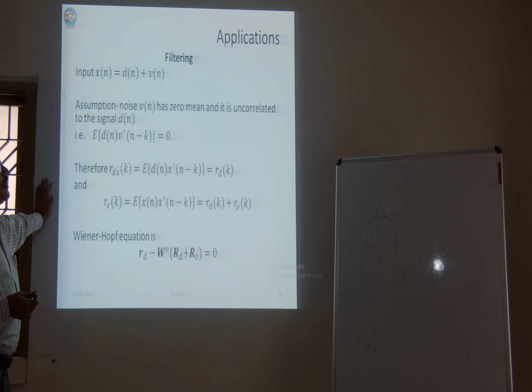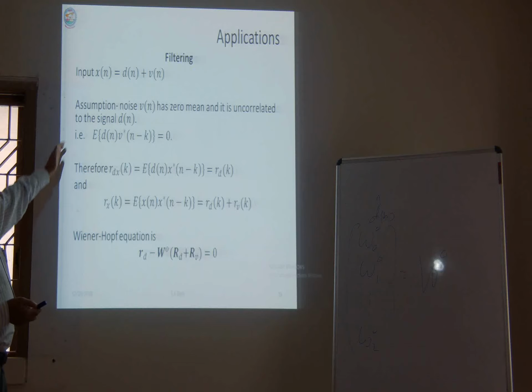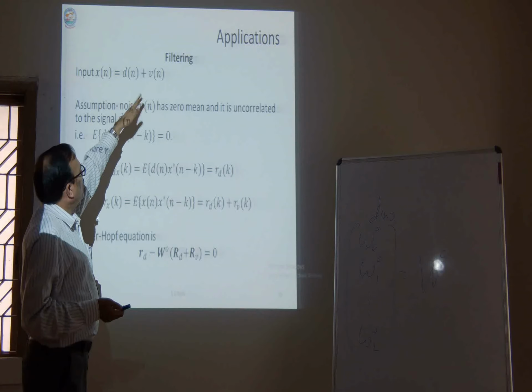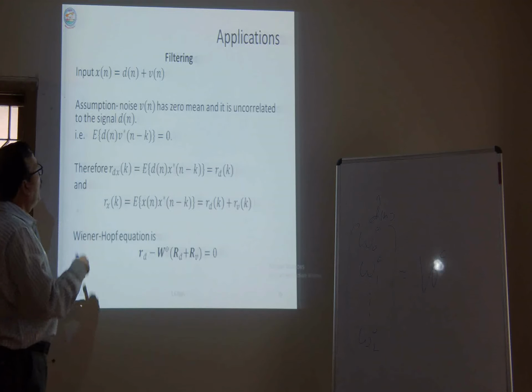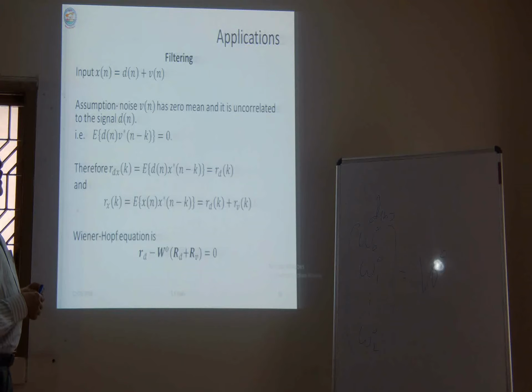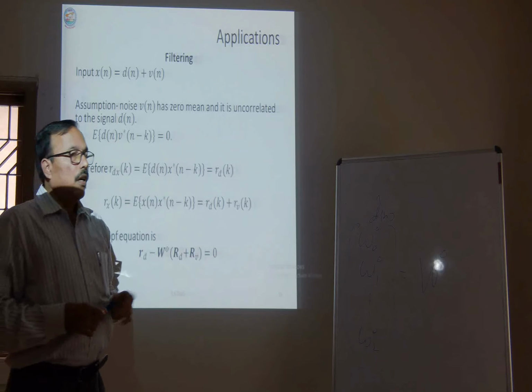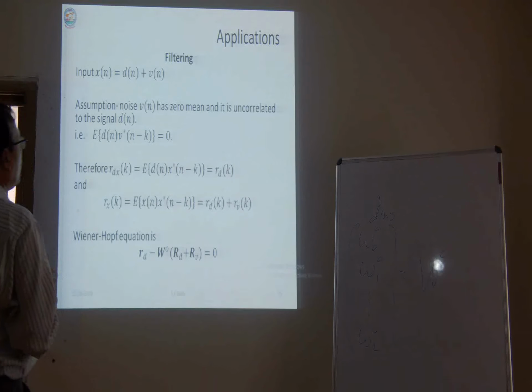Next. So now we see some applications. We'll consider three applications: one is filtering, one is prediction, and another is noise cancellation. Filtering is nothing but what we have explained previously. It's the same. So input xn is nothing but dn plus vn, where vn is the noise, and we assume that the noise vn has zero mean and is uncorrelated to signal dn. So this is one of the shortcomings of the Wiener filter.